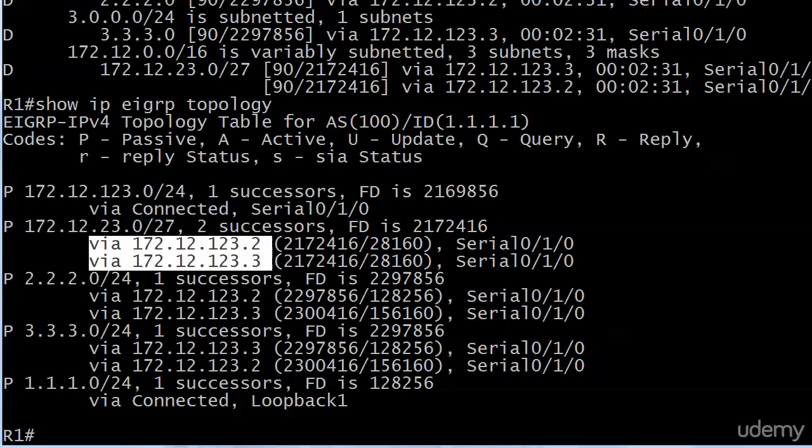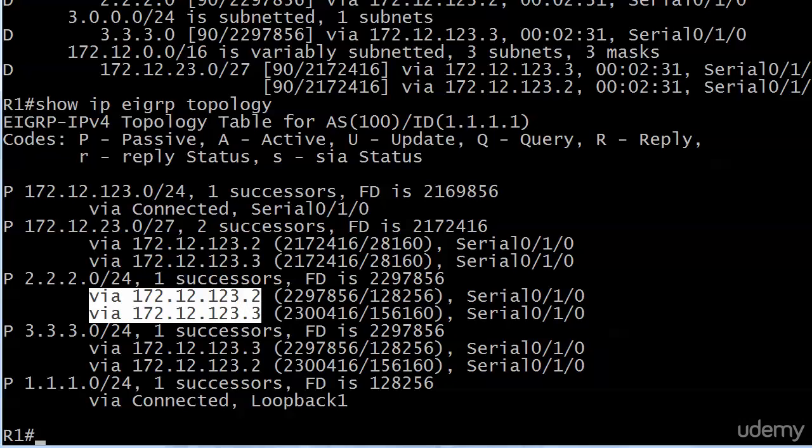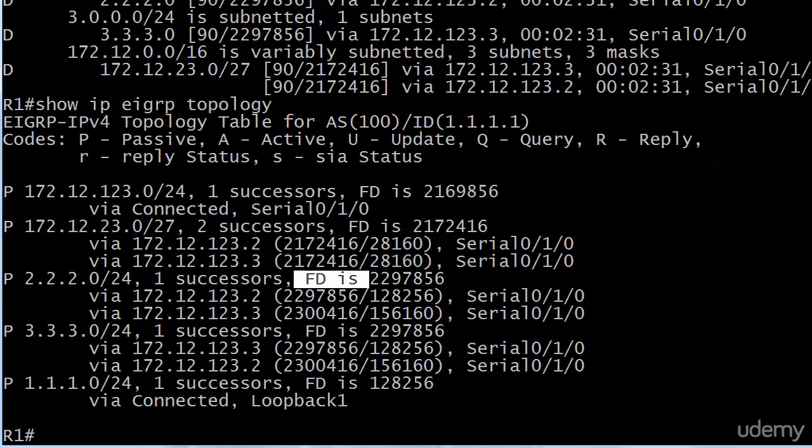Now, as far as the paths to router 2's loopback are concerned, we see one successor, but we see two paths. So which is which? Well, this FD stands for feasible distance, and we're going to be talking about feasible distance and advertised distance quite a bit still coming up in this section. But I just want you to notice right now, just look at this value. FD is 229.7856. Just look at that value when you want to identify your successor, and the one that has that exact same value here first is going to be your successor route.